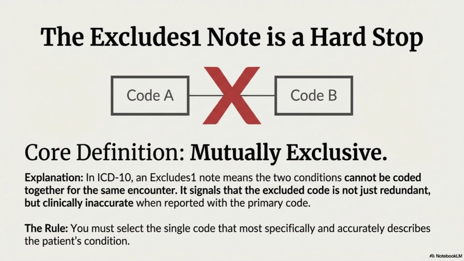An Excludes1 note means two conditions cannot be coded together for the same encounter. It's not optional. It's not a use with caution. It's a mutually exclusive rule that requires you to choose the single code that best represents the patient's true clinical state.